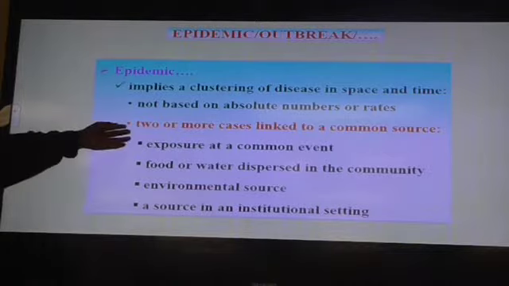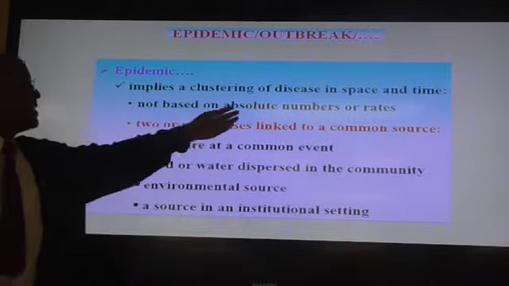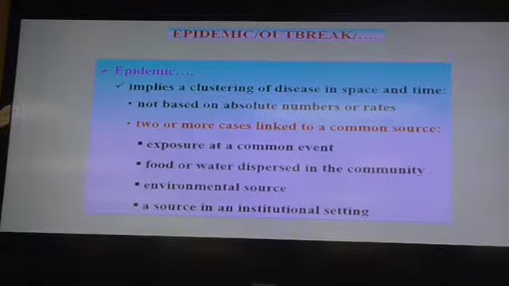Here it says two or more cases linked to a common source can constitute an epidemic. So if it is a very rare disease and it has not been there previously, then two or more cases that are linked to a common cause can constitute an epidemic. So epidemic really is not based only on absolute numbers or relative numbers.